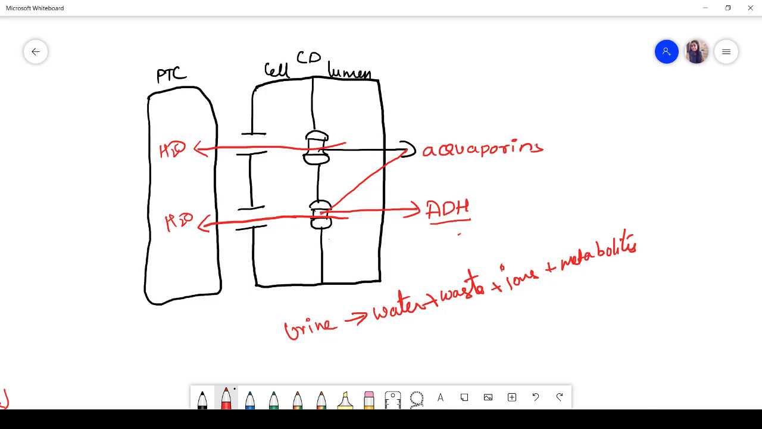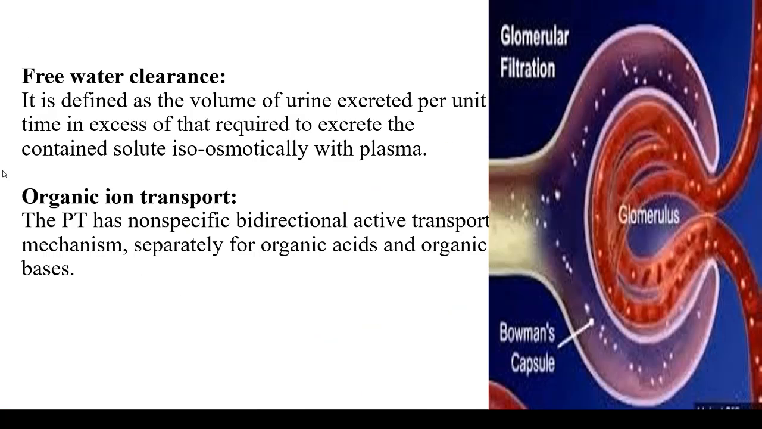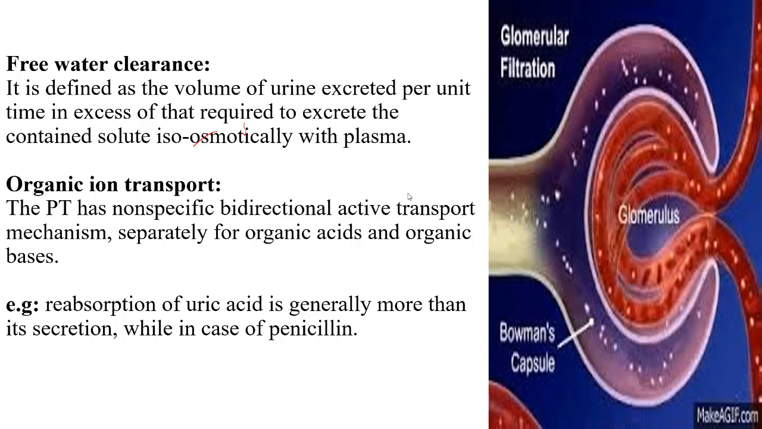So now let's get into our diuretics. First let's see the definition of free water clearance. What is free water clearance? It is defined as the volume of urine excreted per unit time in excess of that required to excrete the contained solute isoosmotically with plasma. That means urine doesn't only contain water, right? It also consists of some solutes. So when there is only excretion of urine without any solutes per unit time, you will have only water.